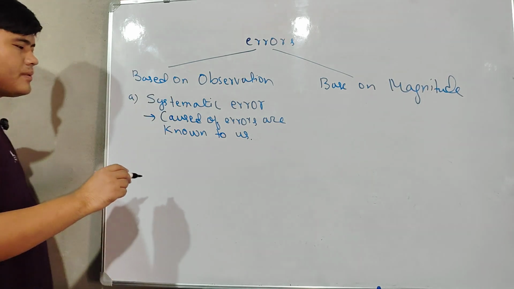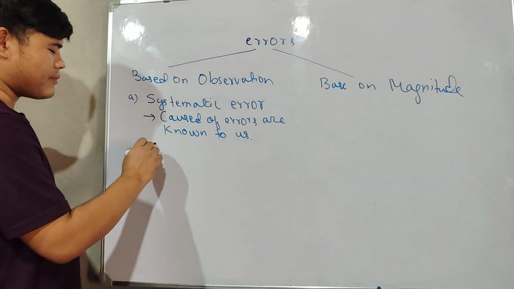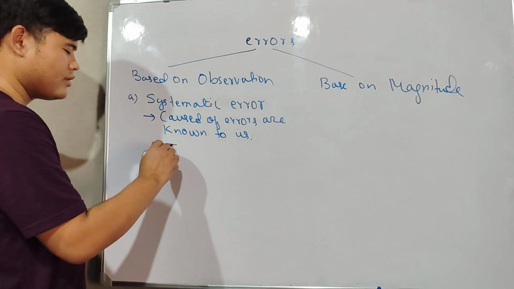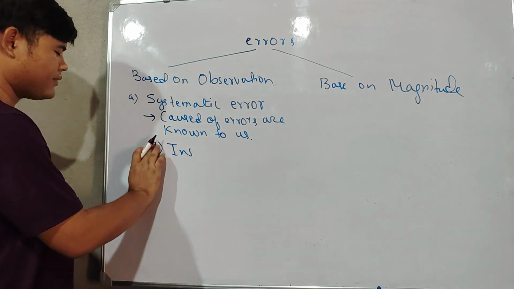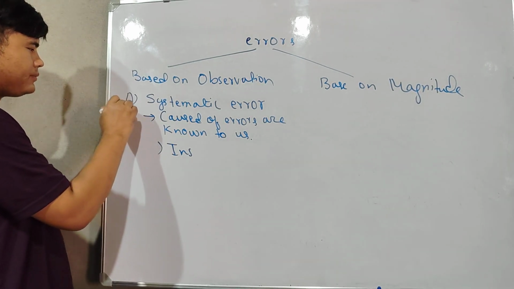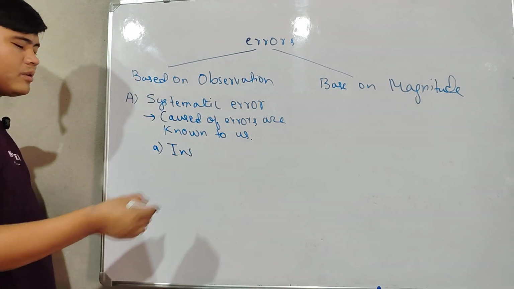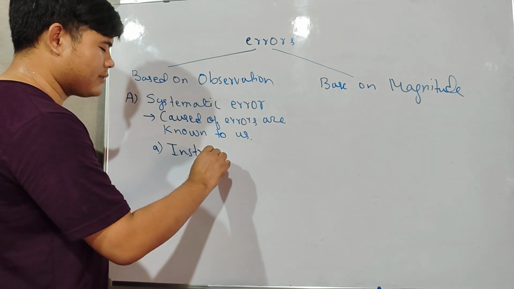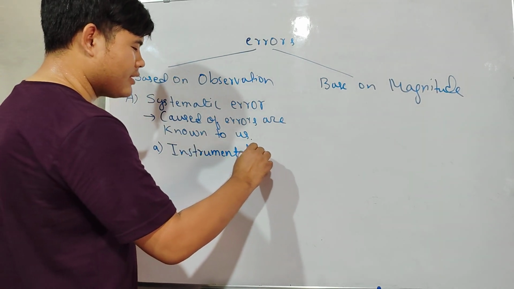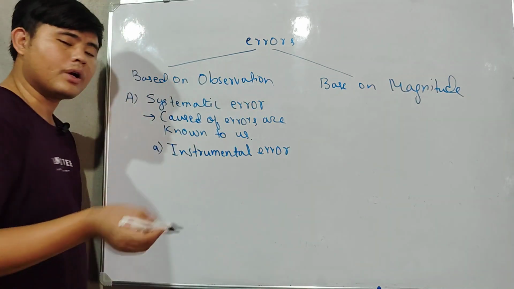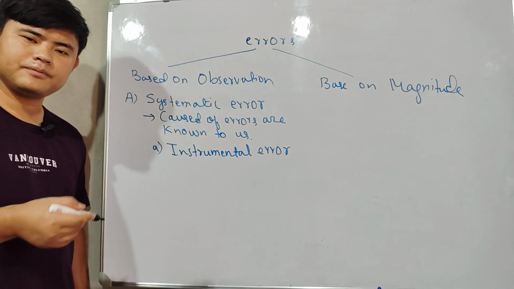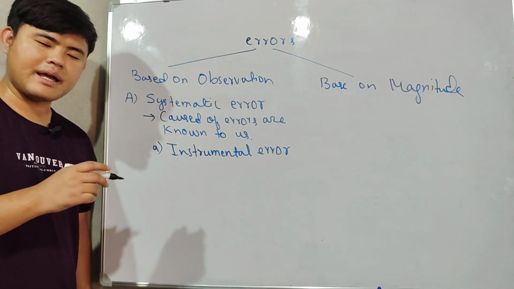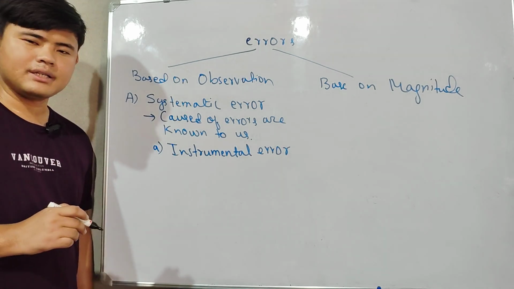Next, in subtopics we have instrumental errors, which will be capital letter A. In instrumental error we know what the cause of the error is. When there is a defect in the instruments, that type of error is called instrumental error.